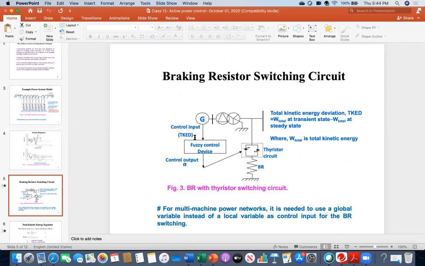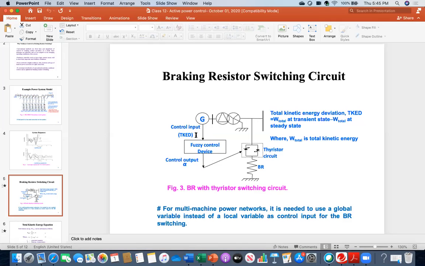But maybe you remember until last class, and then other class, I put del omega, the speed deviation of the generator. Meaning that this is the generator, you are putting a braking resistor across its terminal and then measure its speed and then take the speed deviation. But today, my output is the same, control input alpha, which will trigger or control the thyristor circuit. That is fine. But input is very important.